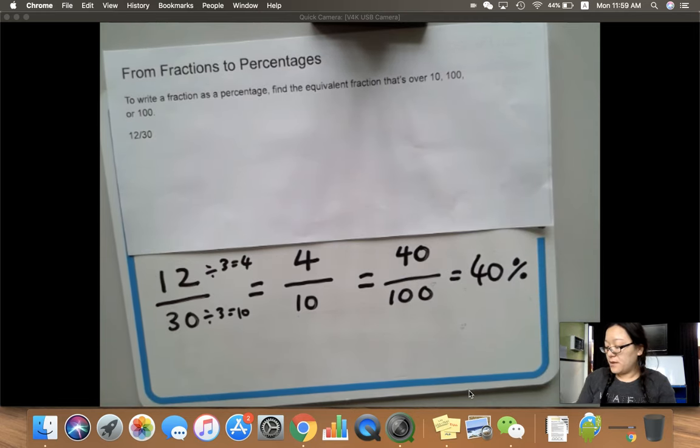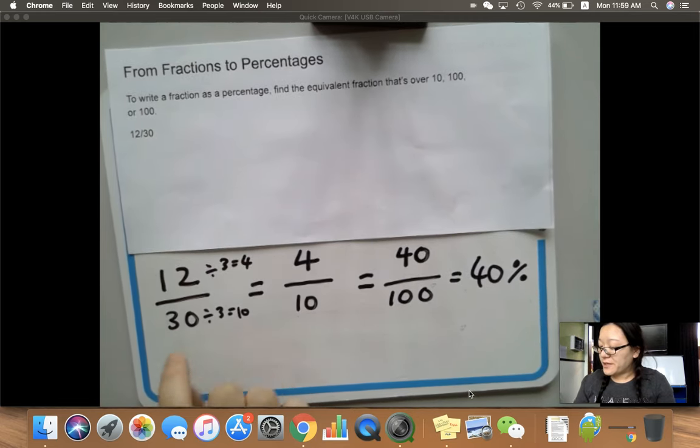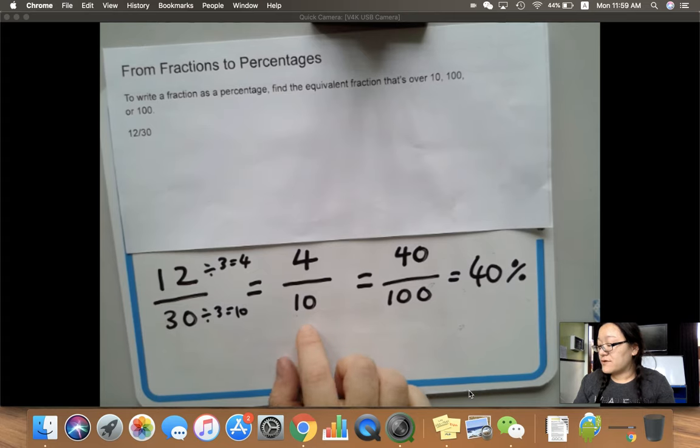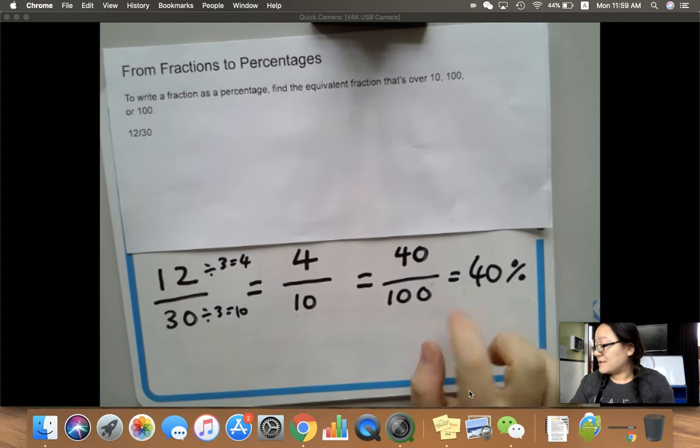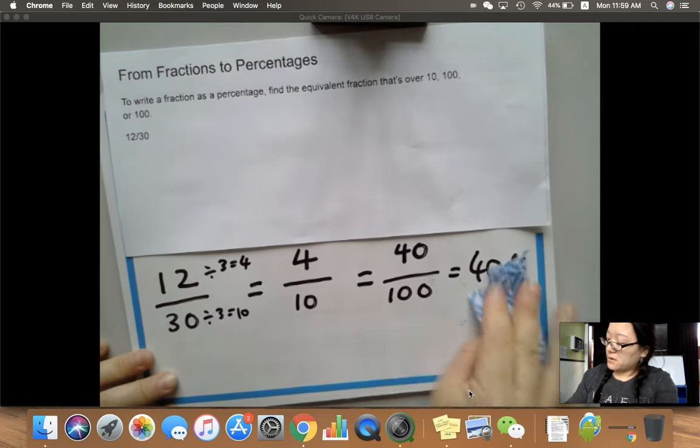Okay? So step 1, change it to something where it goes over 10 or 100 or 1,000, and then that will help you. Okay?